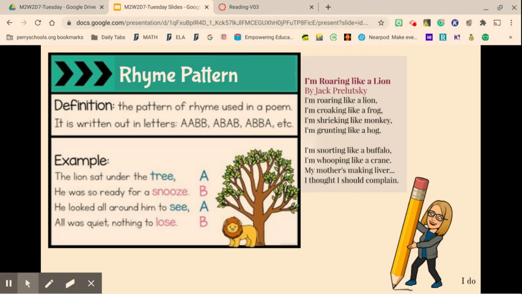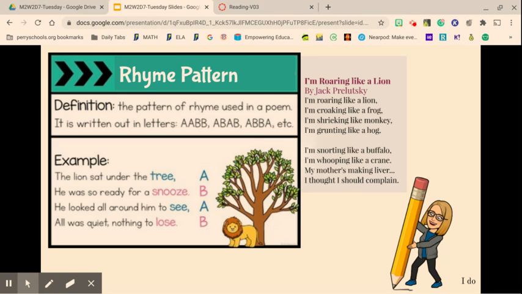This rhyming pattern has tree and see in the first and third line, so we would say those are A's, and then snooze and lose, so we would call those B's, and those are in 2 and 4. So our pattern is A, B, A, B. All right, let's try one together.